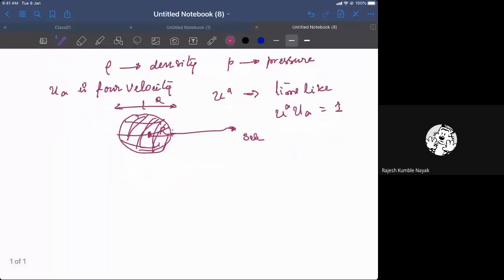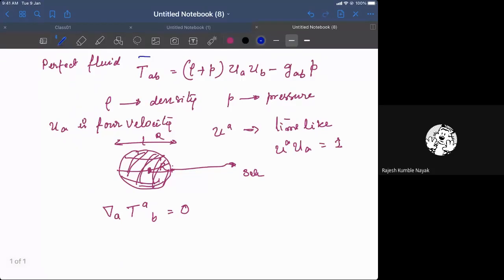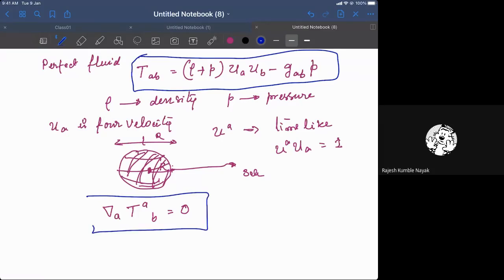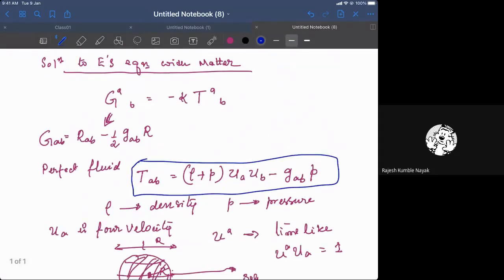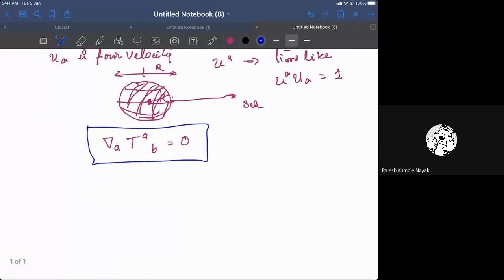One of the basic equations which T_AB satisfies is the conservation law, so that the divergence of T_AB is equal to 0. This has to be explicitly satisfied by the energy momentum tensor given here, perfect fluid or anything else. Einstein's equation naturally satisfies zero divergence on both sides, because the Einstein tensor has zero divergence.